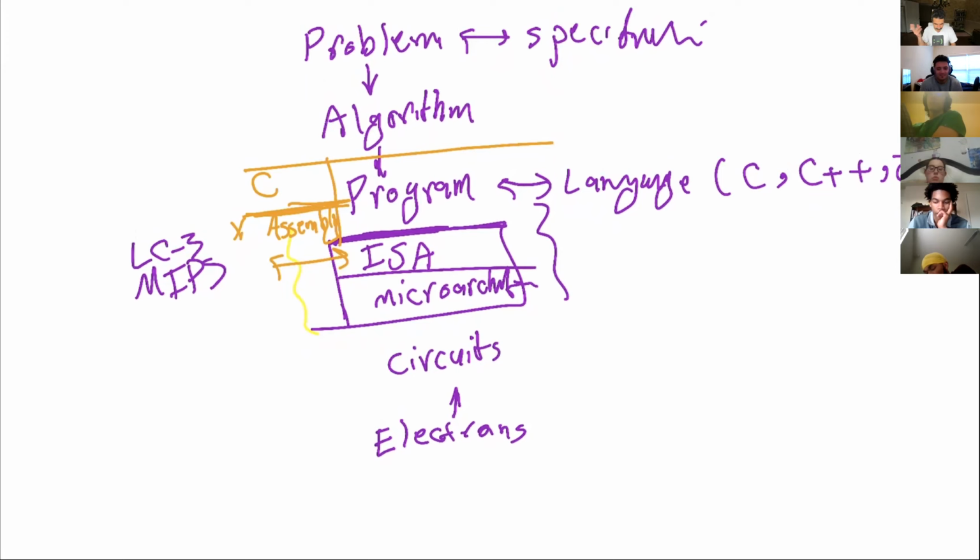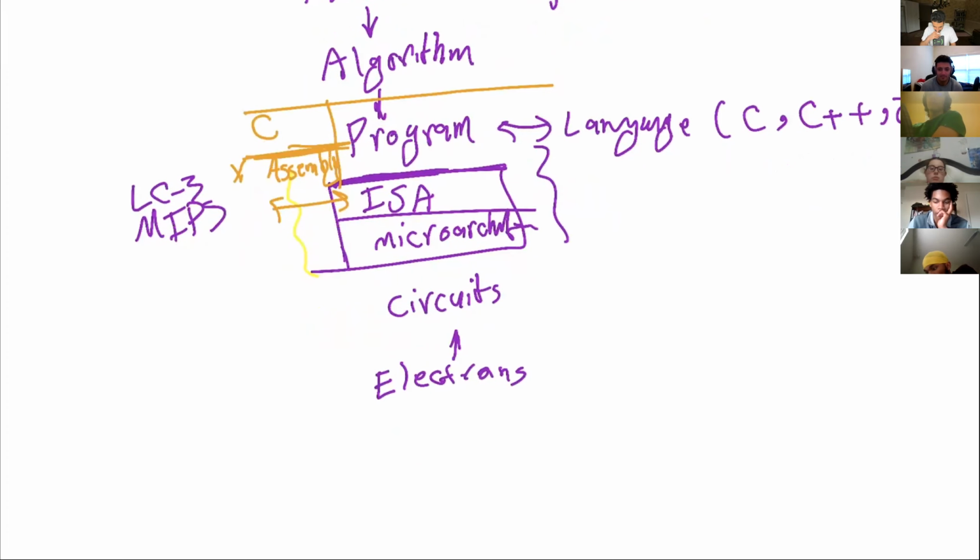I have a question: how are we going to get from a general purpose language like C to assembly? Do you have any idea?